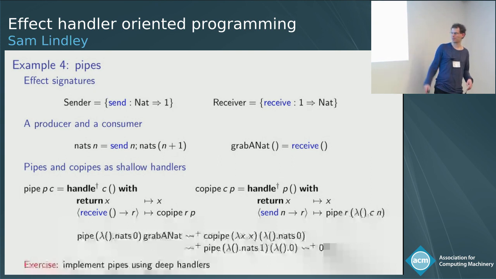You can implement pipes using deep handlers directly, but it's kind of tricky. Or you could use the generic implementation of shallow handlers using deep handlers to generate an implementation. Okay, so that's most of my examples done.